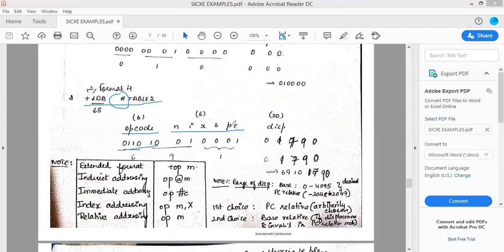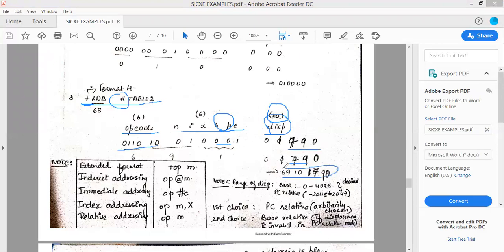And B and P, in this case, as I said, the address space of a format 4 instruction has 20 bits, which is sufficient for storing any address. So it does not need relative addressing. All the time when you have format 4 addressing, B and P will always be set to 0, because the address can be directly written here. For example, table 2 address is 1790, which is directly taken here. So this is how you write.